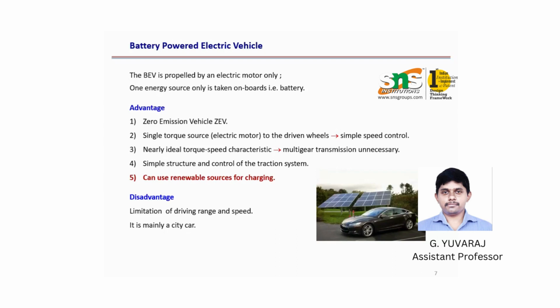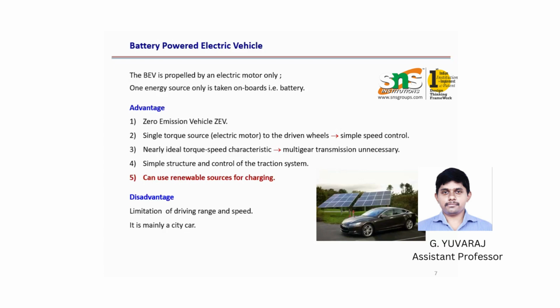When we take the battery powered electric vehicle, we know that the basic quality of all electric vehicles is that they are zero emission vehicles. Here they use only a single torque source and only one energy source, and it has nearly ideal torque speed characteristics. It can also use a renewable source for recharging. But the major disadvantage we see in this kind of vehicle is the limitation of driving speed and also the driving range.